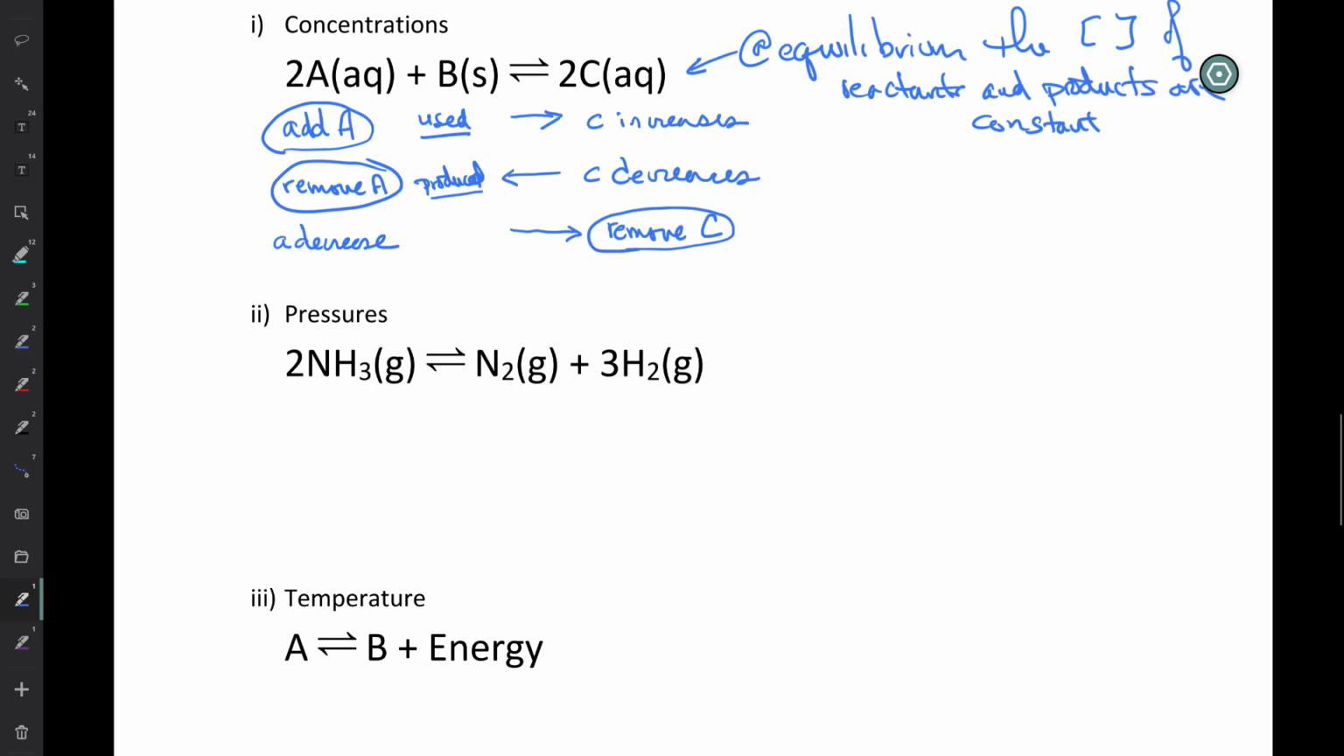What if I add C? I increase C, then the reaction wants to go this way, right? And then A, well, that's what's wrong, right? A increases. So there's a physical representation of this that makes a lot of sense.